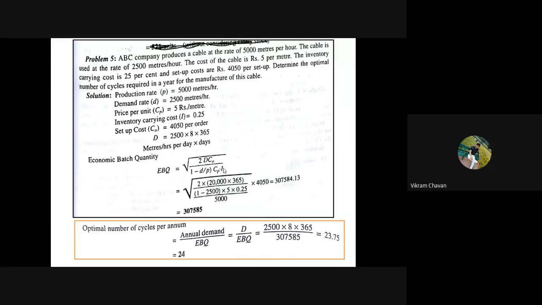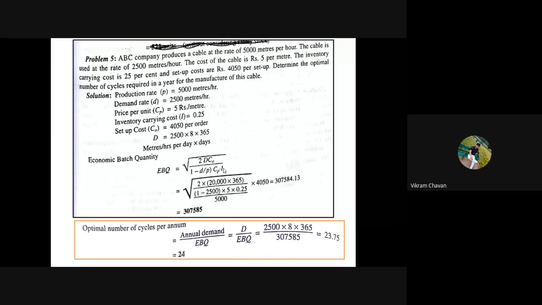Okay. So we have discussed a number of problems in the previous lectures, and this is another variety we are going to see. The problem is based on a production model. Problem number 5.